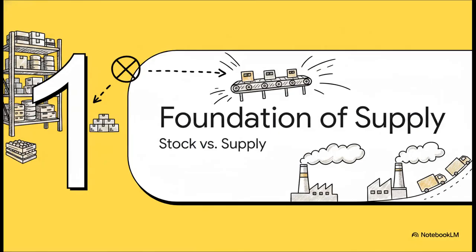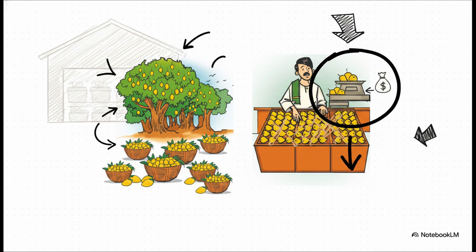Okay, kicking things off with Section 1, the foundation of supply. We're looking at stock versus supply. You know, people often use the words stock and supply like they mean the exact same thing, but in economics, totally different. Picture this. A farmer harvests a massive pile of mangoes, let's say 4,000 kilograms. That entire harvest? That's the stock. It's potential supply. But if that same farmer only brings 1,000 kilograms to the actual market to sell at, say, 40 rupees a kilo, well, that 1,000 kilos is your true supply.